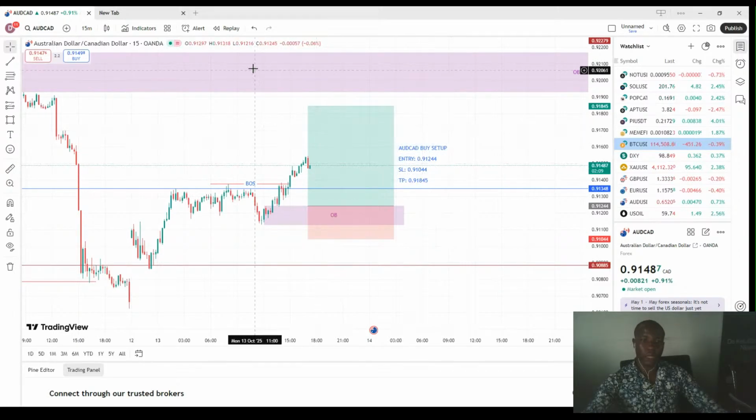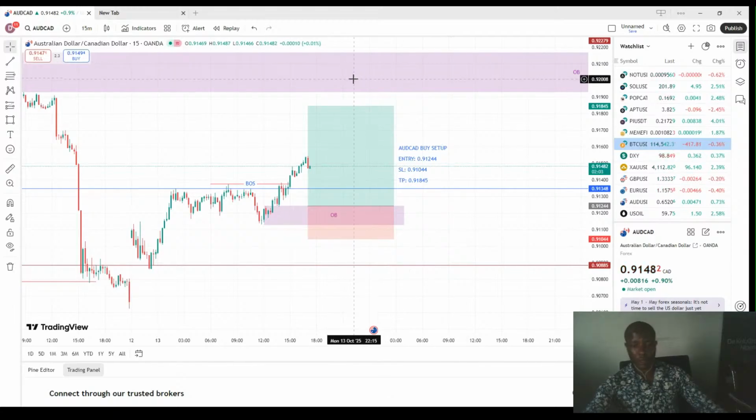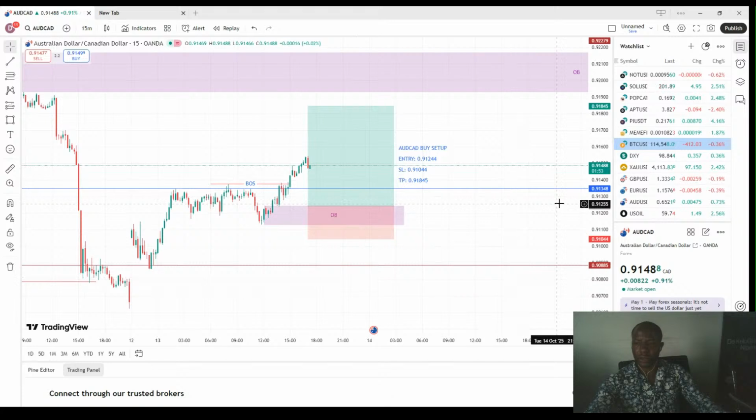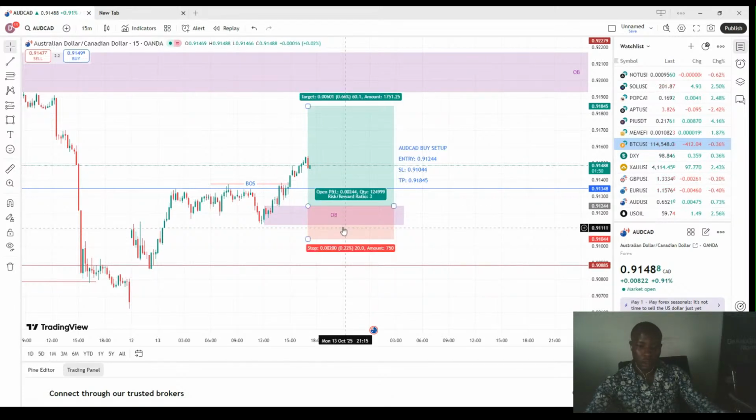So this is the setup on AUD CAD. We are looking at this resistance. If we see M here, then it means the neckline of the W or the M on the weekly wants to hold. Then we'll look for entry to follow the market to the downside.